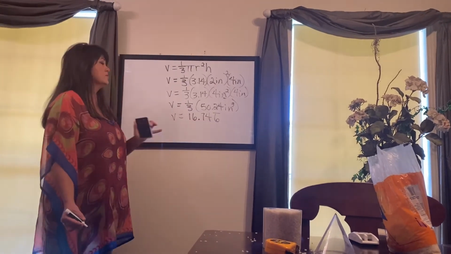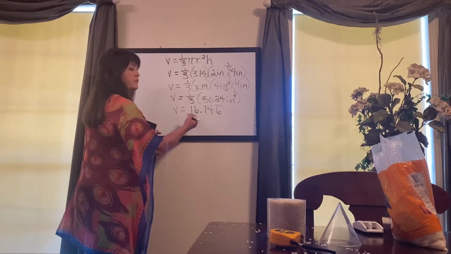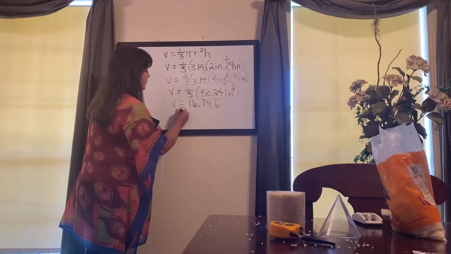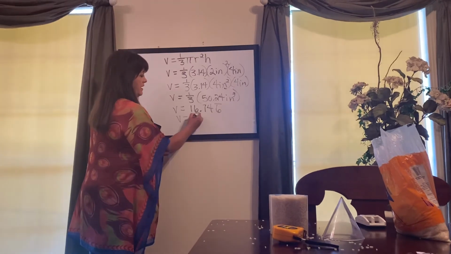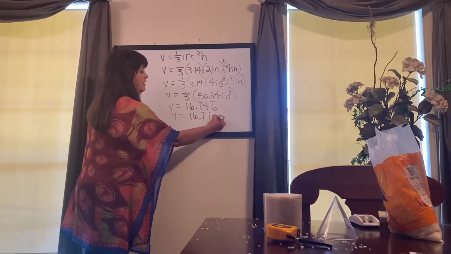So I'm going to round this one to the nearest tenth. You need to read the directions of your problems to do these correctly. It will tell you where to round. I'm going to round this one to the nearest tenth, and it's going to be 16.7 cubic inches.